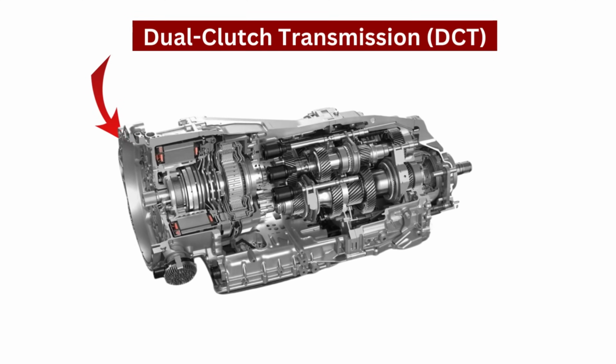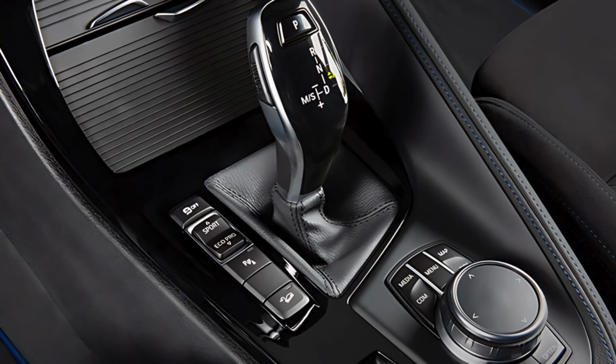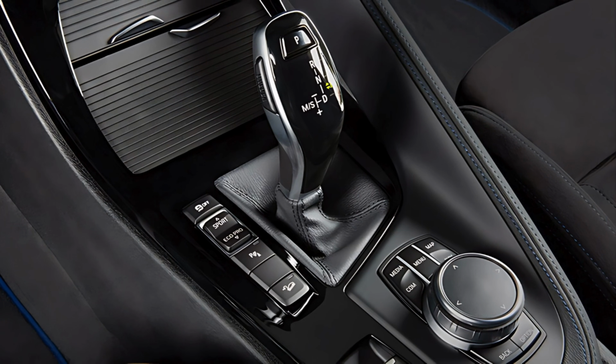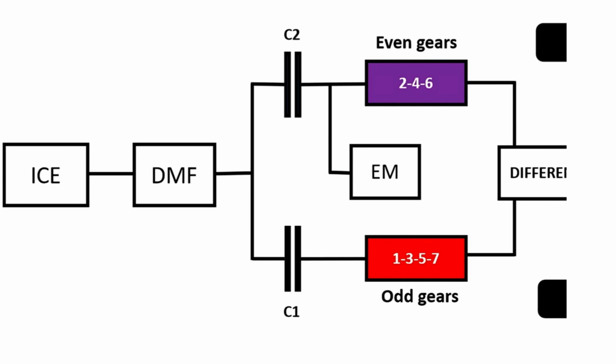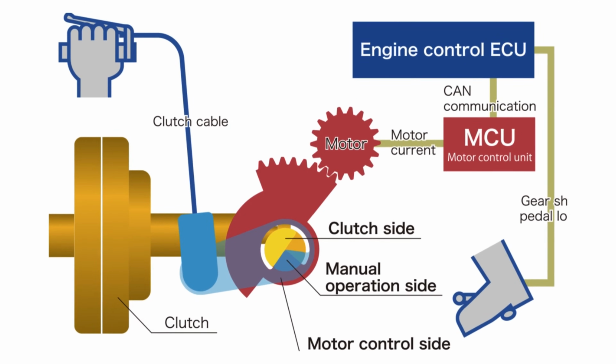Dual clutch transmission (DCT). Next we have the dual clutch transmission, or DCT. This type of transmission combines the benefits of manual and automatic transmissions. Components: two clutches, one for odd gears, one for even gears. The Electronic Control Unit (ECU) manages gear changes.